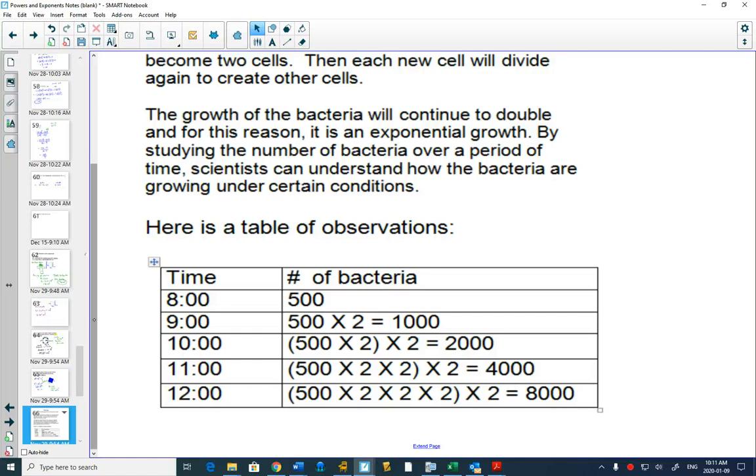Every hour, it's doubling. So it started with 500, the next hour it's 1,000, the next hour it's 2,000. With this pattern at 1 o'clock, what do you think it's going to be? 16,000. You double it again.